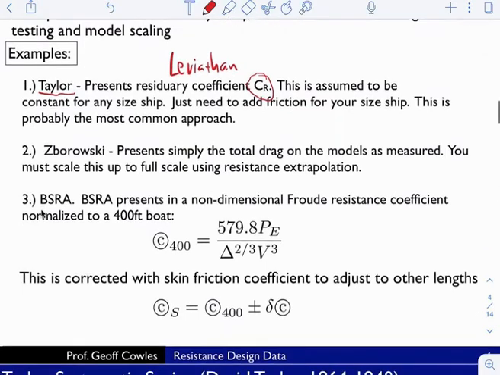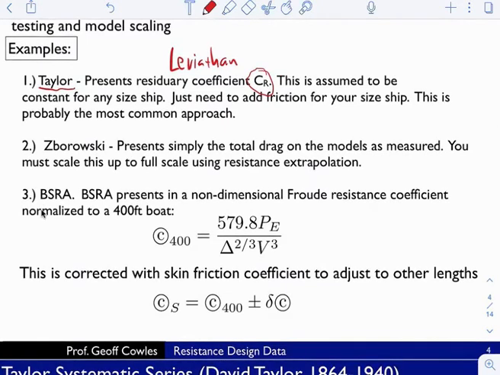The Borowski series, which we'll also use for an in-class problem, is just a smaller series. I think it's maybe 9 models, and they presented just the total drag on the models. And so your job is to take it like a model test and essentially scale it up to whatever your full scale ship size is.